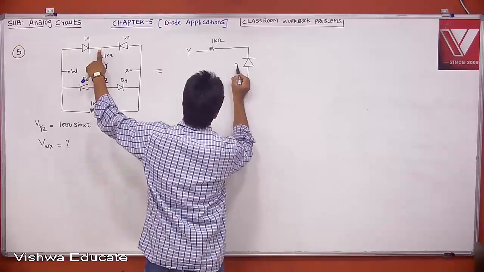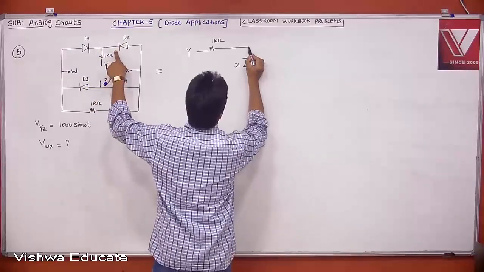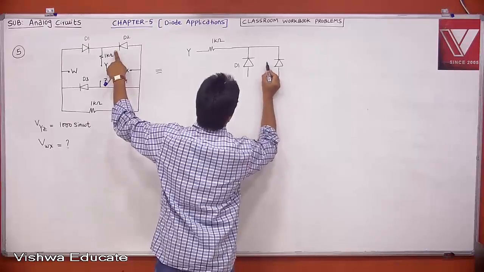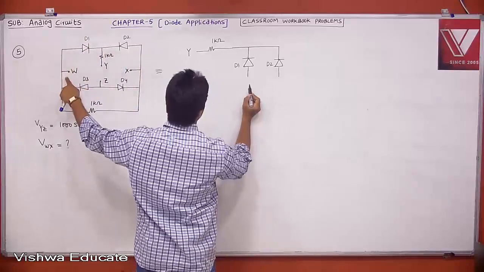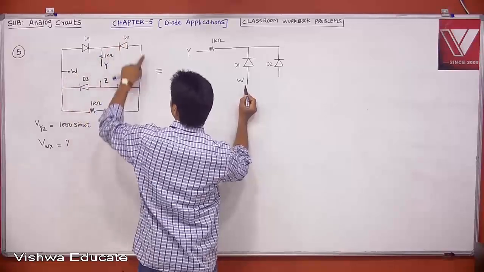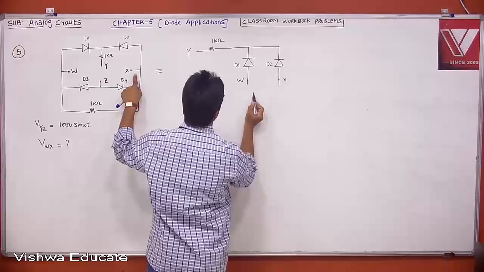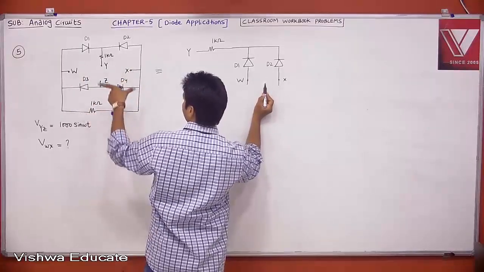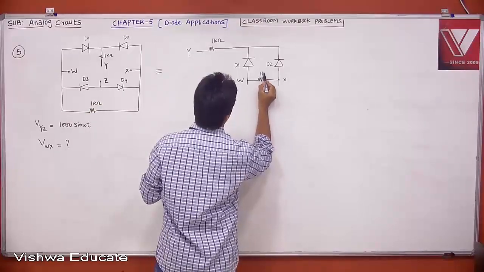This is diode D1, its N side is connected. Similarly, diode D2 also has its N side connected. Then the other terminal of D1 is W, and the other terminal of D2 is X. Okay, we need to find this, and in between W and X is the 1 kilo ohm resistor.